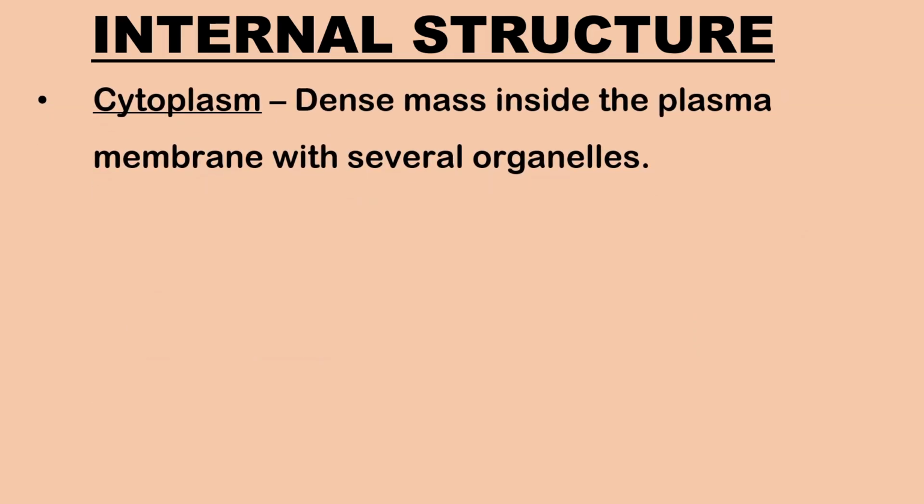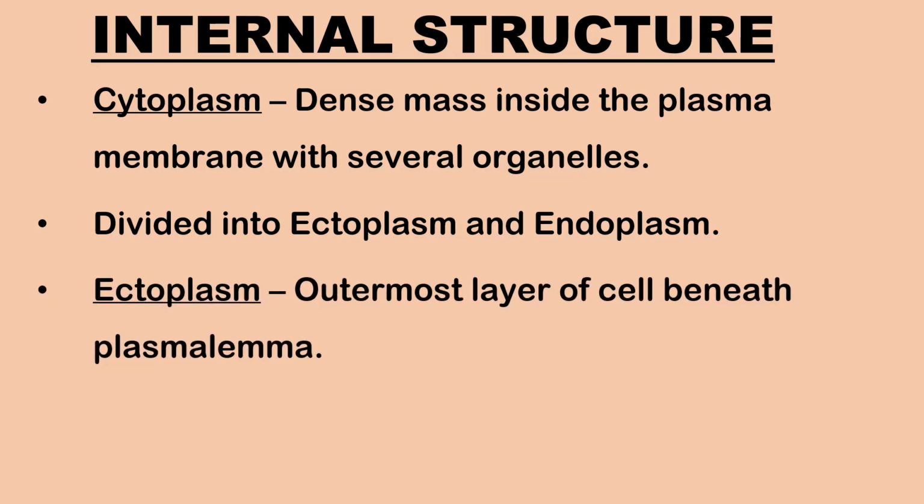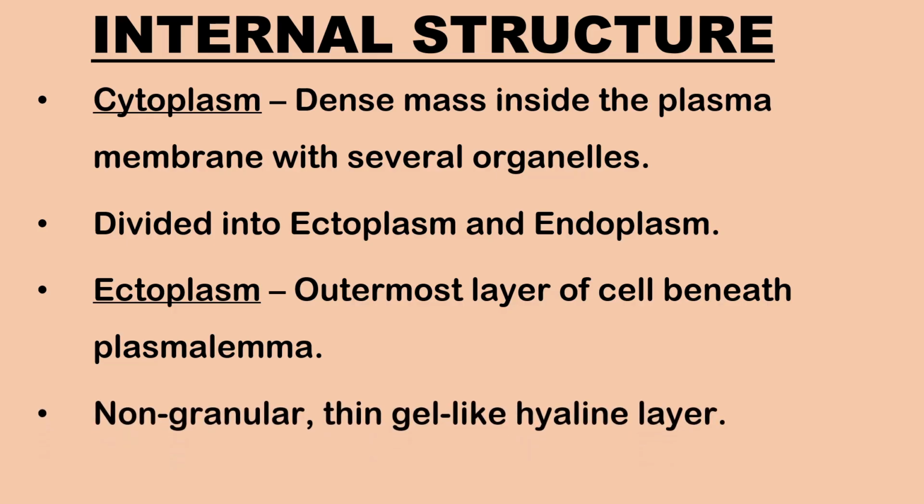The cytoplasm of amoeba is a dense mass inside the plasma lemma containing several organelles. It is divided into two regions, the ectoplasm and the endoplasm. Ectoplasm is the outermost layer of the cell found beneath the plasma lemma. It is a non-granular, thin, gel-like, clean, transparent hyaline layer, slightly thickened at the tips of the pseudopodia.